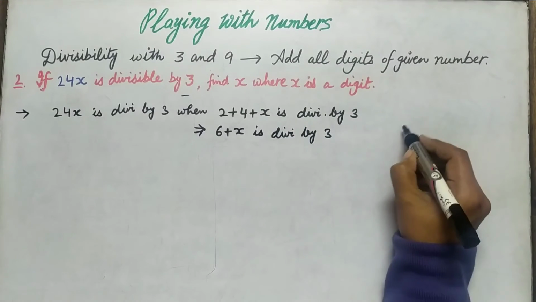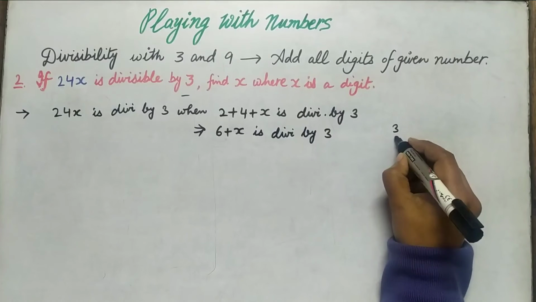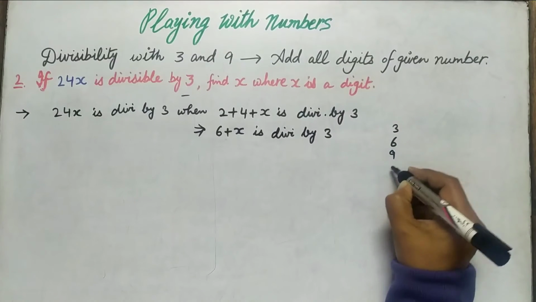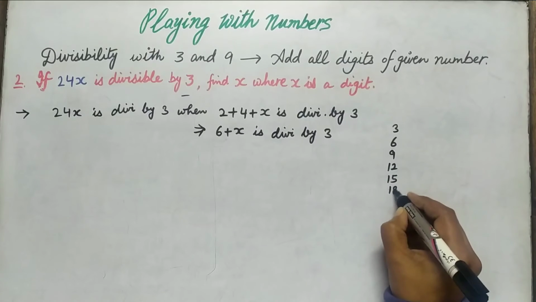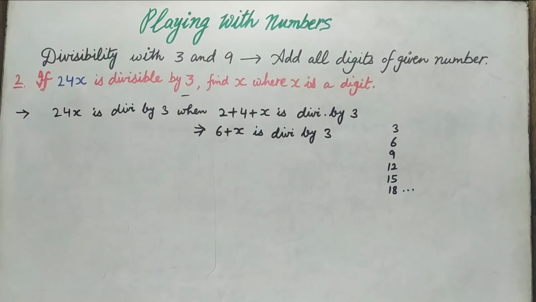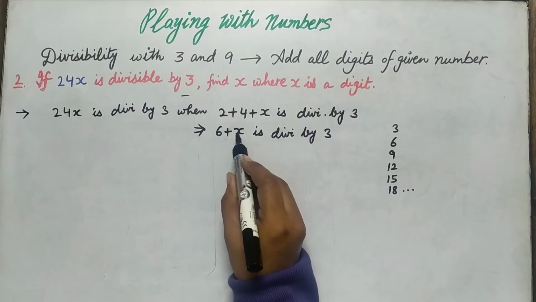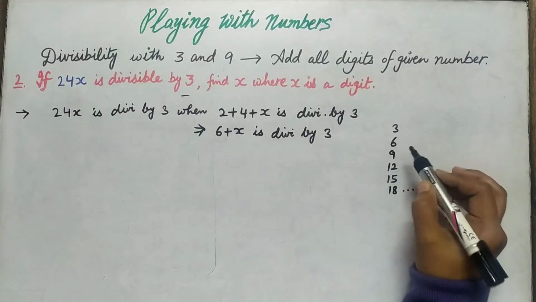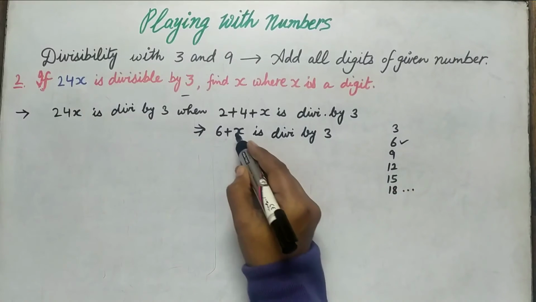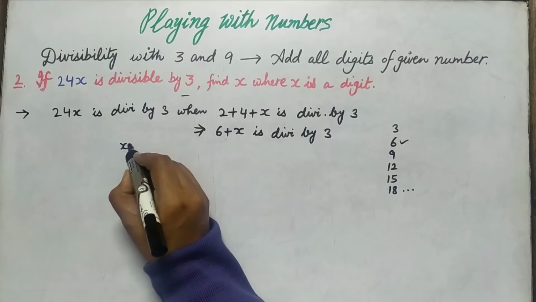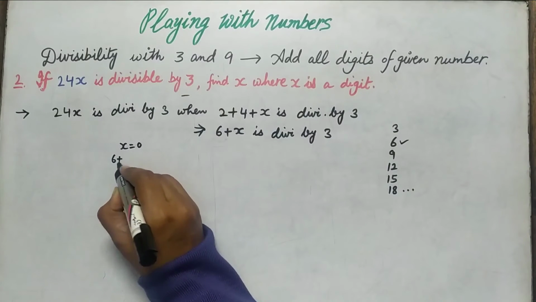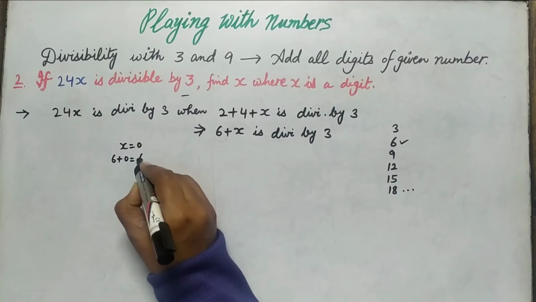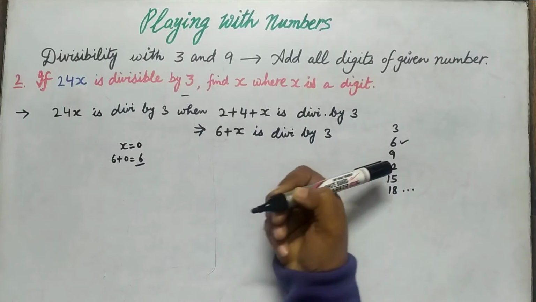Now the table of 3 will be written. 3 ones are 3, 3 twos are 6, 3 threes are 9, 3 fours are 12, 3 fives are 15, 3 sixes are 18, and so on. 6 added to what? We have already 6 in the table, so x can be 0. We put x is equal to 0 and get 6 plus x as a value that is in the table of 3.